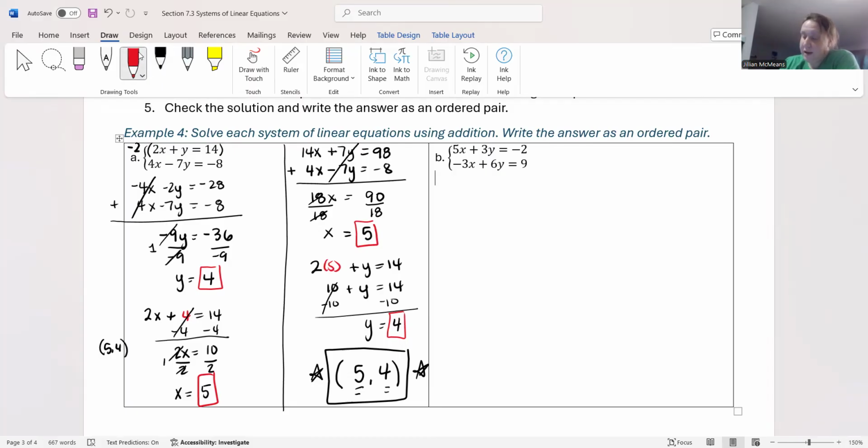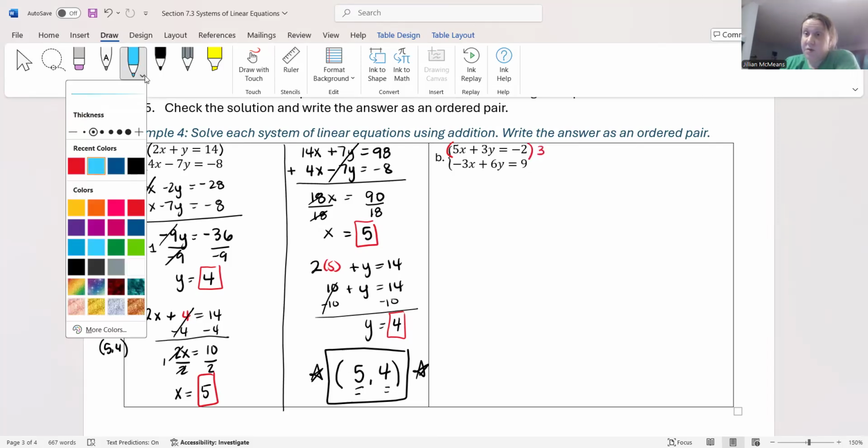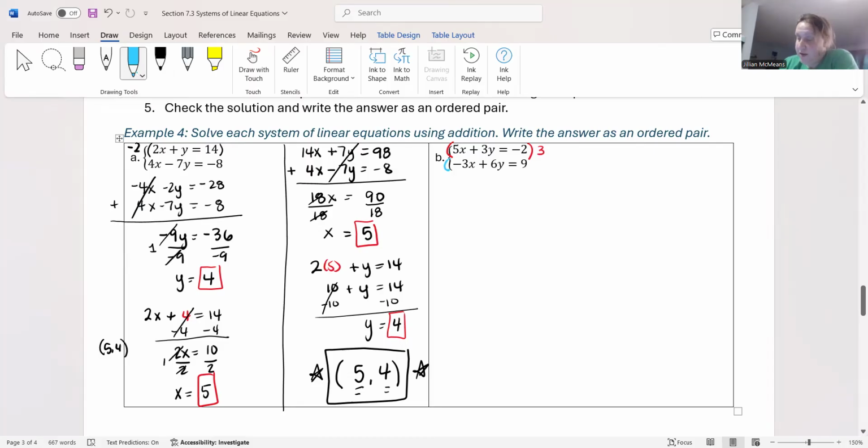Okay? So in order for that to happen, we can multiply the entire top equation by 3. And then because we already have negative on the second equation, we can multiply the entire second equation by 5. And here's what's going to happen. When we do that, the top equation becomes 15x plus 9y equals -6. The bottom equation, when we multiply it by 5, we get -15x plus 30y equals 45. Okay? Now, when we add the two equations, the x terms will cancel. So again, it would have been quicker to get rid of the y. I just wanted to show you how you handle it when you have to multiply both equations.